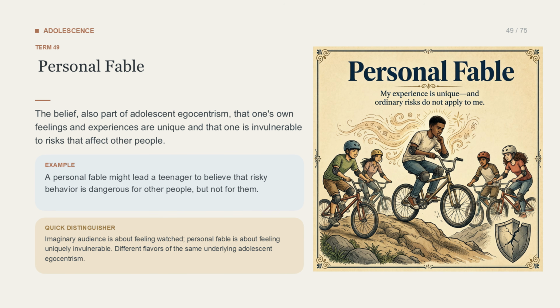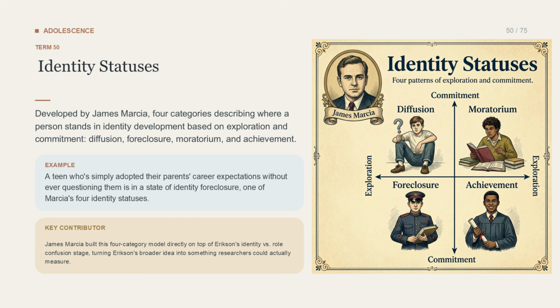49. Personal fable. The personal fable is the belief, also part of adolescent egocentrism, that one's own feelings and experiences are unique and that one is invulnerable to risks that affect other people. For example, a personal fable might lead a teenager to believe that risky behavior is dangerous for other people, but not true for them.